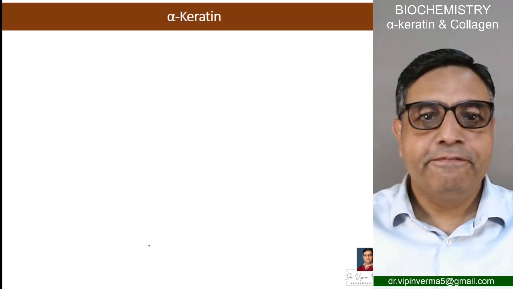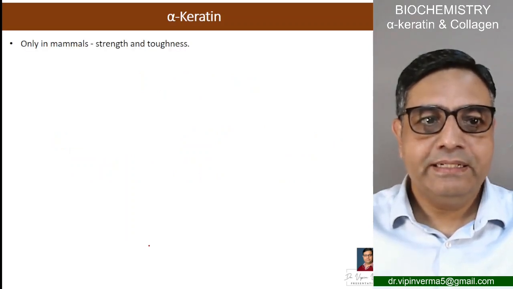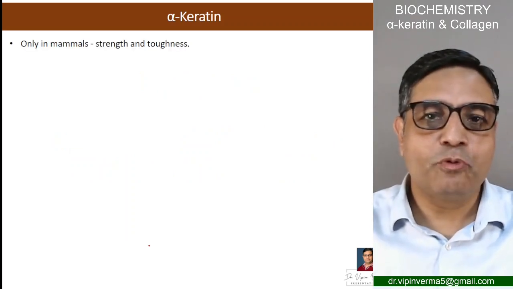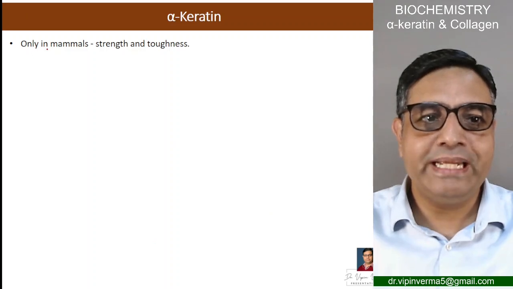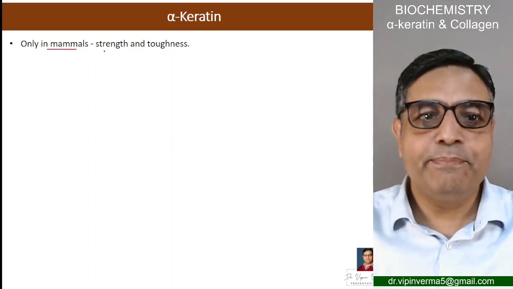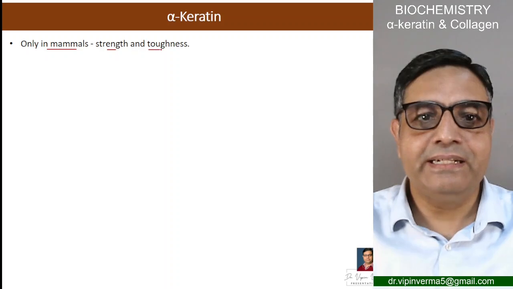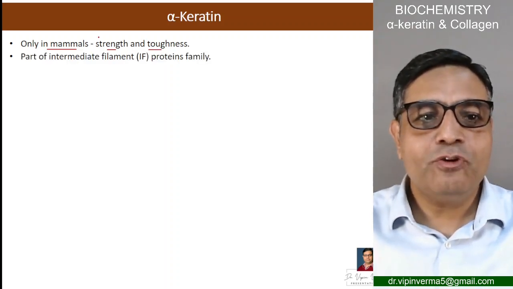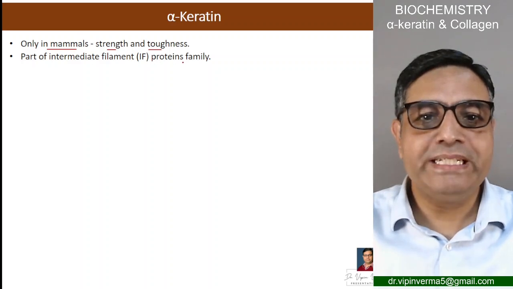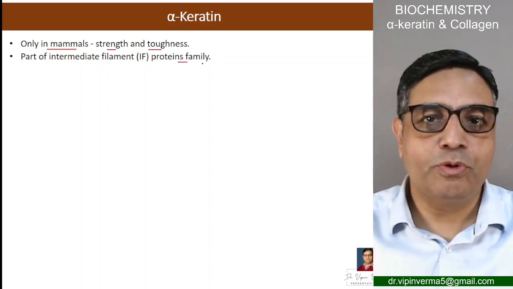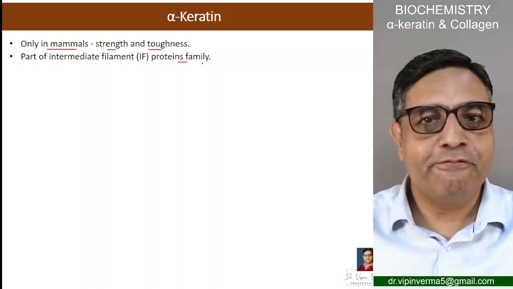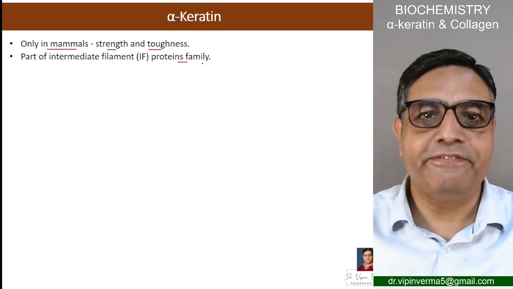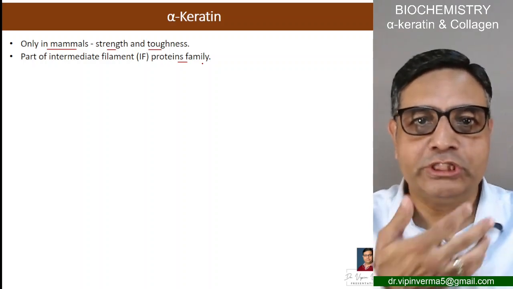First we will start with alpha keratin, and alpha keratins are the proteins which are found only in mammals, and they provide strength and toughness to so many structures. Now, they are part of the intermediate filament proteins family. I'm sure you know about the family and superfamilies which we discussed in the last class. If not, then you can go back to that video and watch it again.